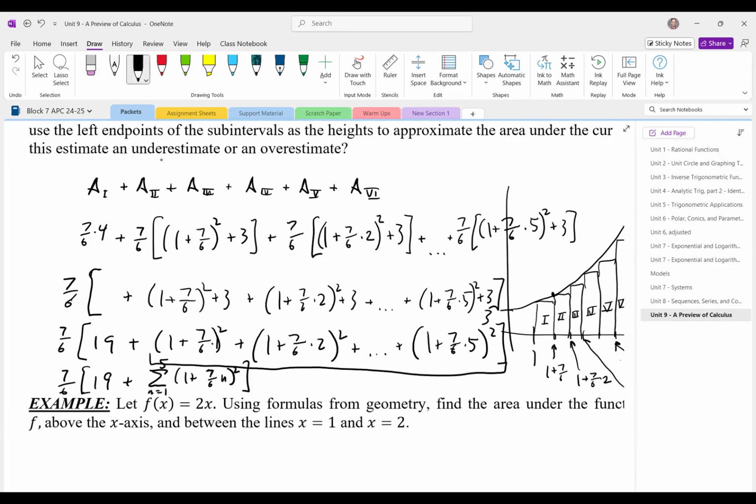Now, this 4, I think, could be rewritten as 1 plus 7/6 times 0, squared, plus 3, if you want to fit it in with the rest. That is our 0 term. But because that was an outlier, our sigma notation started with 7/6 and 1.